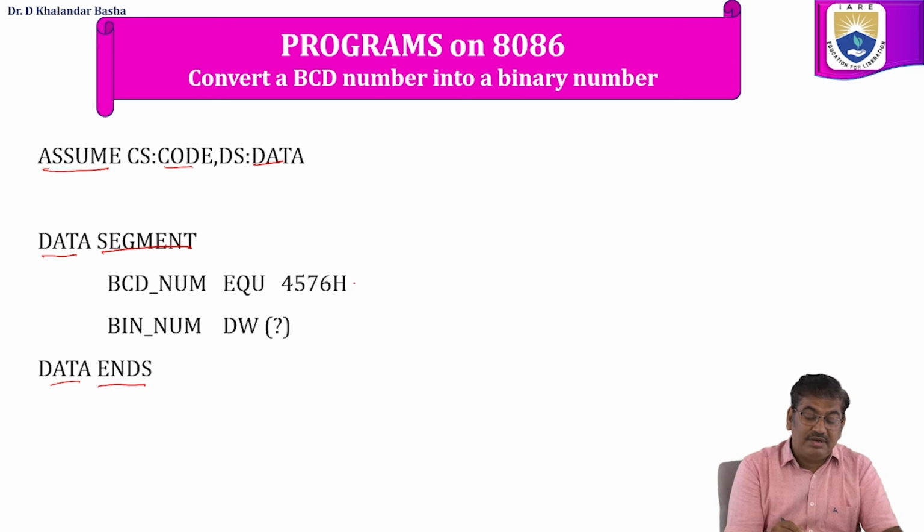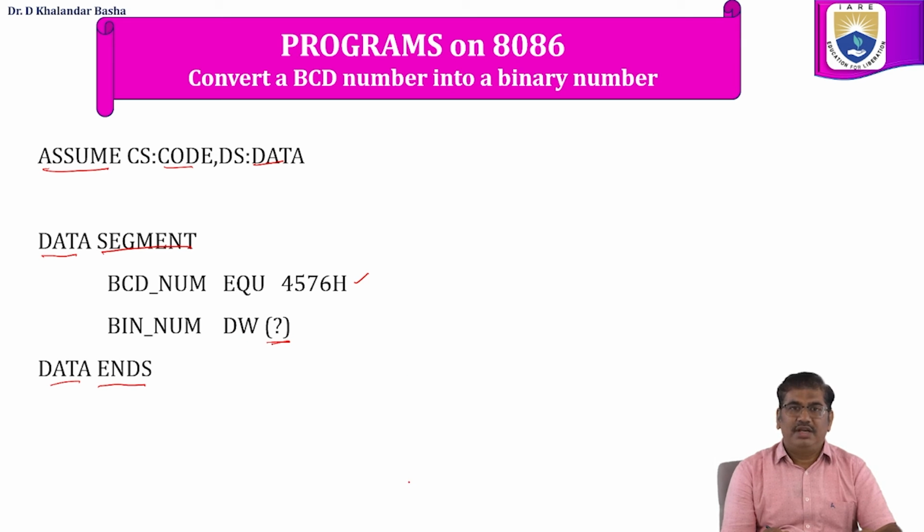So in this data segment, we are declaring one input variable, that is BCD number equivalent to 4576H. Next, after converting this BCD number into the equivalent binary number, we will reserve memory by using the variable name BINNUM DW, that is 16 bits, and it is uninitialized. Whenever you have DW question mark or DW DUP question mark, it is for reserving memory.